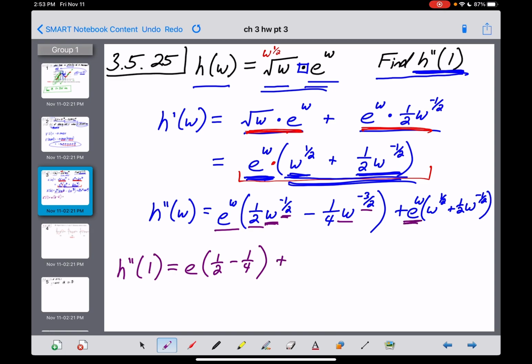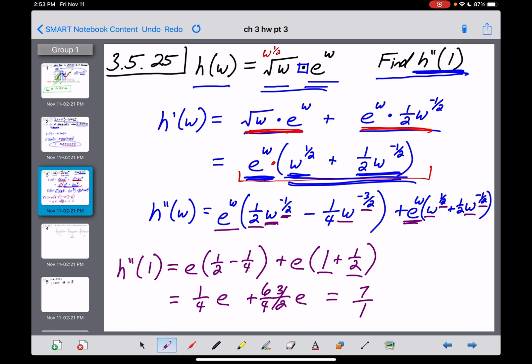Plus, e to the first power is again just e, and then in parentheses, 1 to the 1/2 is 1, plus 1/2 times 1 to the negative 1/2, that's a 1 as well. So that's where we came up with those e values right over there. And let's see what we've got here, guys. 1/2 minus a quarter is 1/4, so that first term is 1/4 e, and then plus 1 plus a half is going to be 3/2 e. So if I think about that real quick, that 3/2 could be rewritten as a 6/4. 1/4 plus 6/4 is going to be a 7/4 e, and that is the correct answer we were looking for, problem number 25.